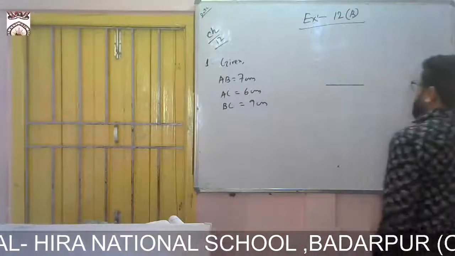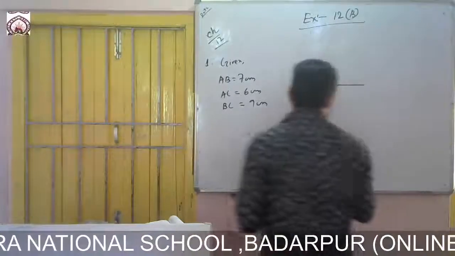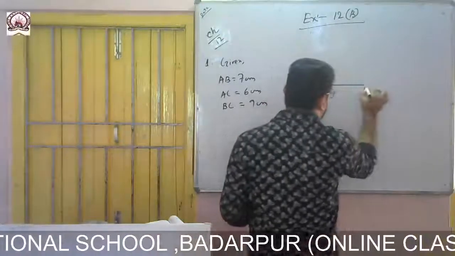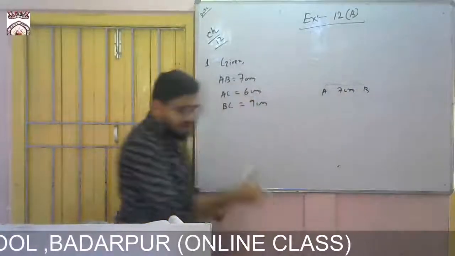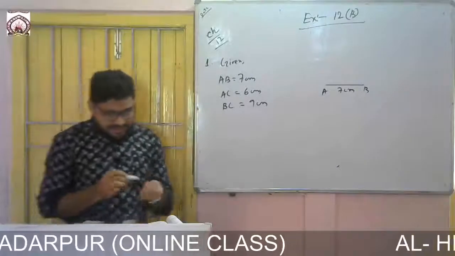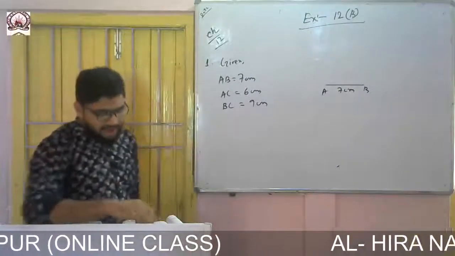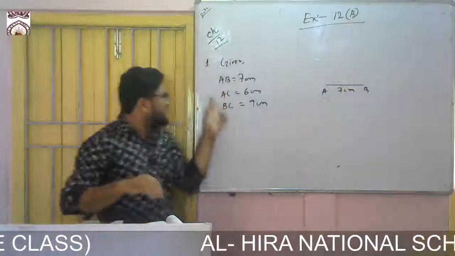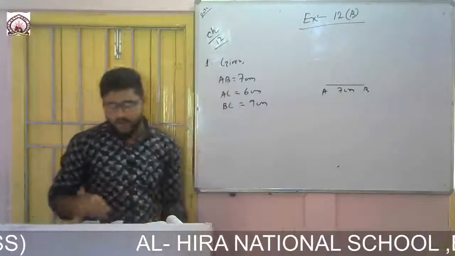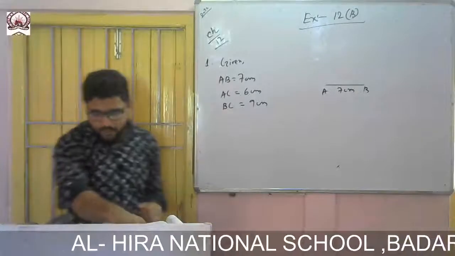Okay, so this is AB. I have taken AB equals 7 centimeter. Now I need to find point C. So from this, using AC and BC, I shall find point C. Now see how to find point C.